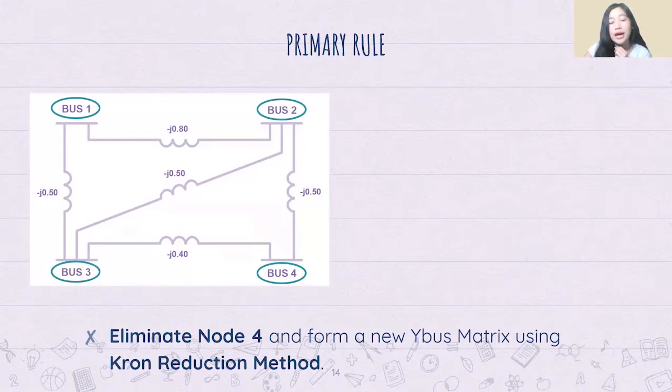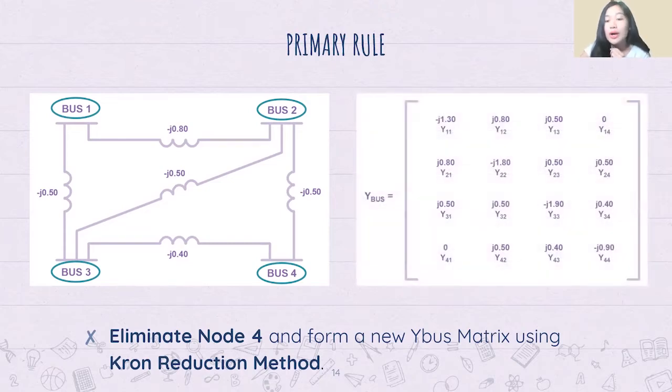So we have to keep in mind that we cannot perform the Kron reduction method without knowing how to create our Y bus admittance matrix. That is the reason why it is important for us to have a stock knowledge or a previous lesson on the Y bus admittance matrix, because it is a crucial part in performing our Kron reduction method. If we have the Y bus admittance matrix, it is easier for us to understand the Kron reduction method.